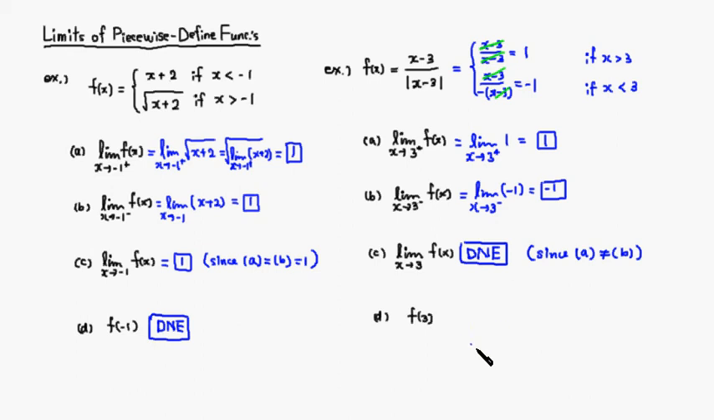All right, and part D, f of 3. When x is exactly equal to 3, the denominator becomes 0, which means that the function is not defined. So f of 3 is undefined, or we can just say does not exist.